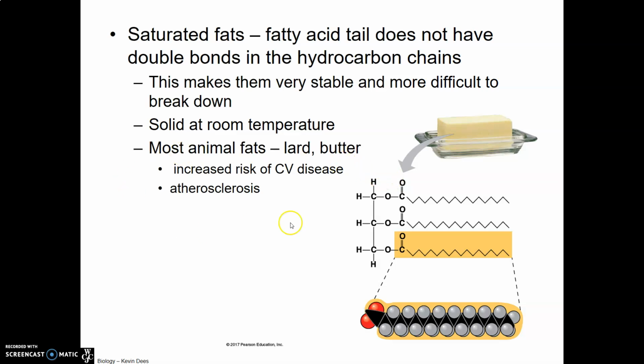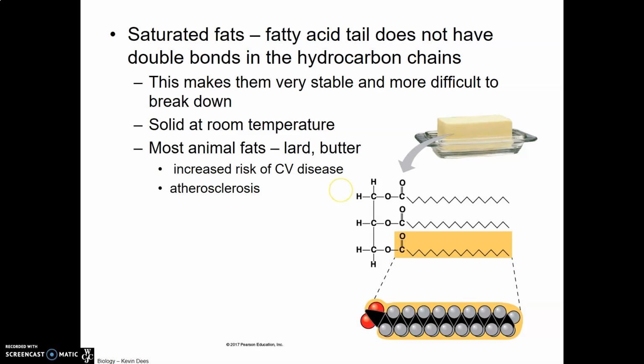Now, of course, one of the themes this semester is the link to a lot of the topics that we're talking about in cardiovascular disease and heart attacks. So, a diet that is very, very high in these saturated animal fats can tend to increase the risk of cardiovascular disease in this condition called atherosclerosis, which is where some of these saturated fats can be deposited in the walls of your arteries, causing blockages or occlusions that can lead to heart attacks or stroke.